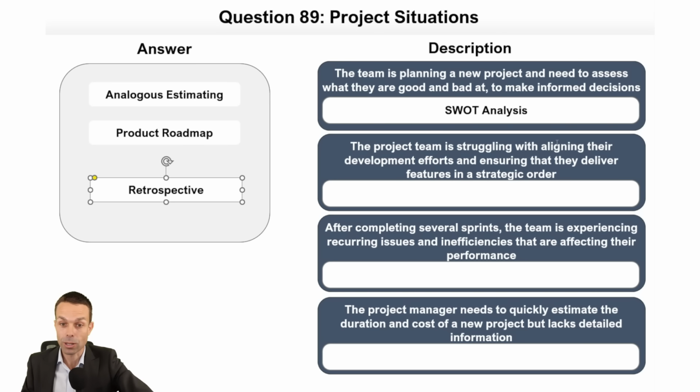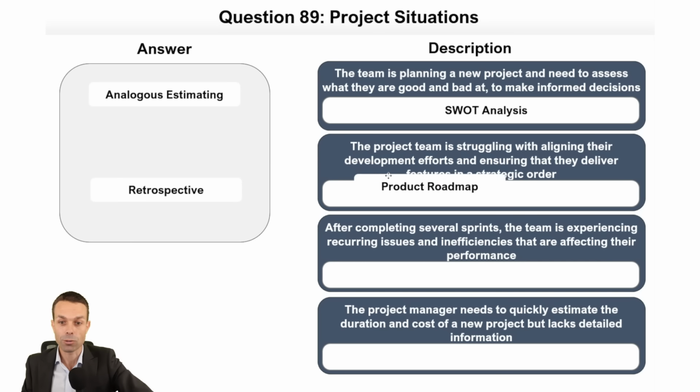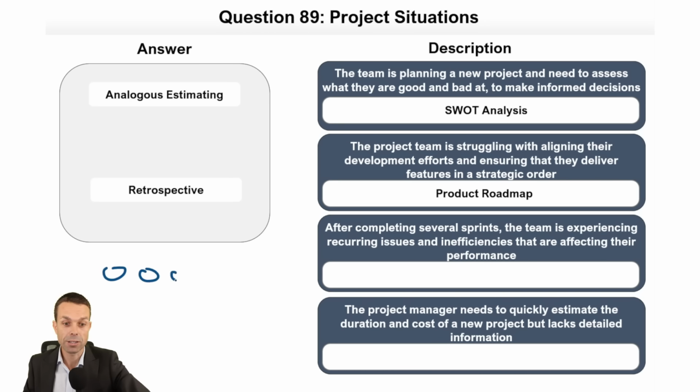The team is struggling with aligning their development efforts and ensuring that they deliver features in a strategic order. That's our product roadmap. And a product roadmap doesn't have to be anything fancy. It can just be the sequence of features that we're delivering. Or we can put it on a Gantt chart or a calendar, or we can put it on a schedule network diagram. Any of those things will do. It's just a way of visualizing how we're going to deliver the work.